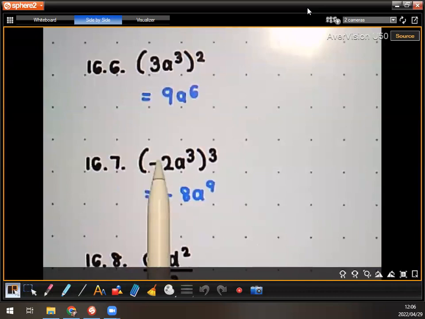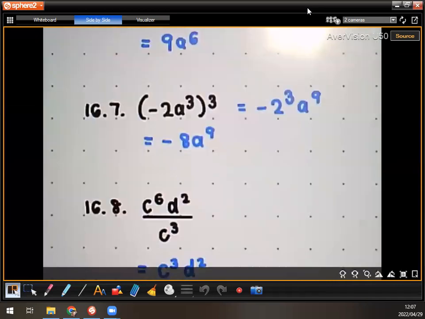Okay, the next one, 16.6. That is one that you should have been able to do after yesterday's lesson, where you are squaring the 3, so that's 3 squared, which is 9. There we are, 16.6. Sorry about that jump there. All right, 3 squared is 9. And then here, exponent inside the bracket and outside the bracket, we have to times them, right? So we times them, 3 times 2 is 6, so that's where a to the 6 comes from, right?